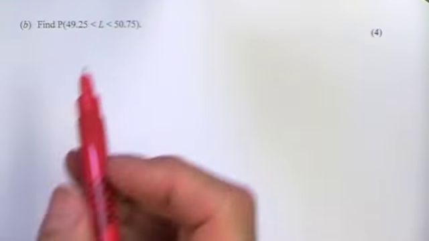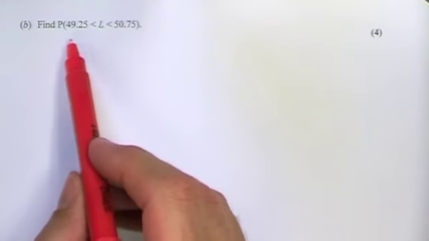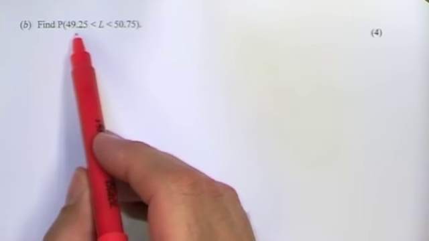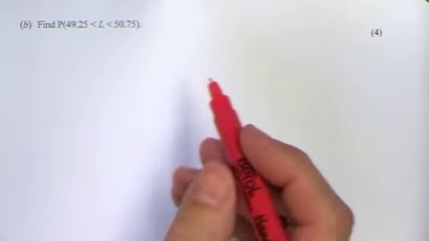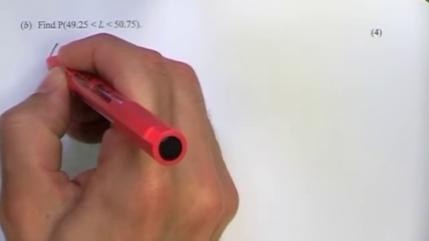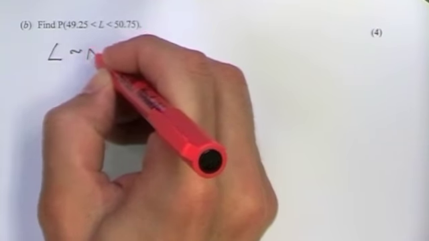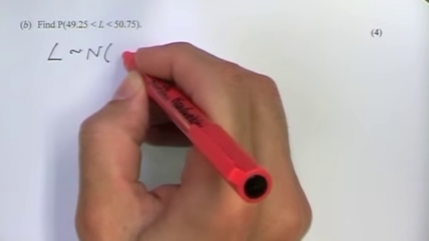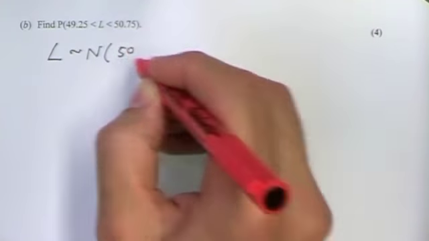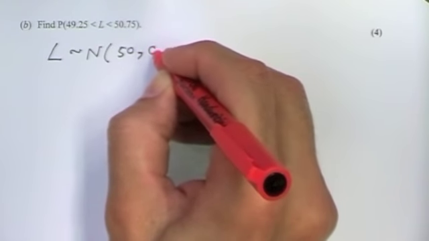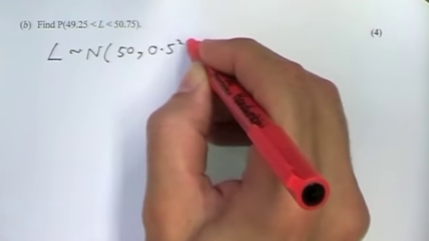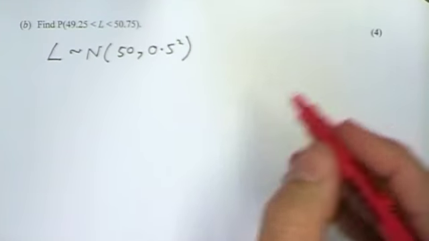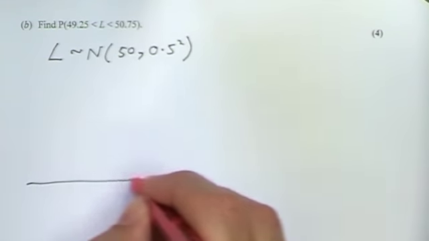Part B of this question says find the probability that L lies between 49.25 and 50.75. Remember, we still have L follows a normal distribution. This time we know that the mean is 50 and the standard deviation is still 0.5. So let's draw our bell curve to represent that.